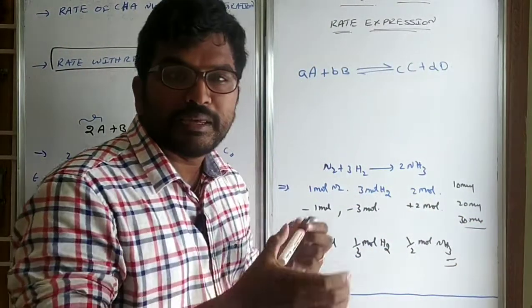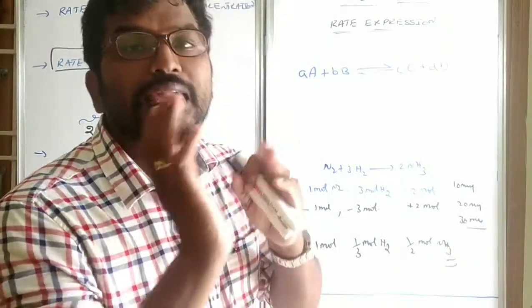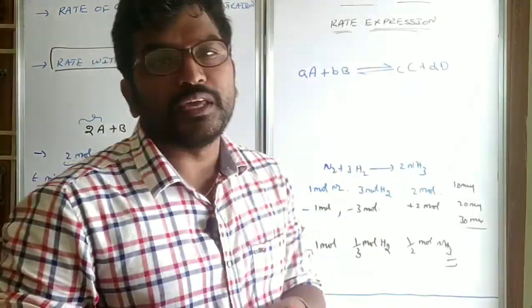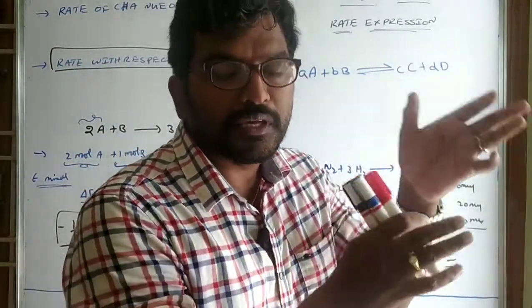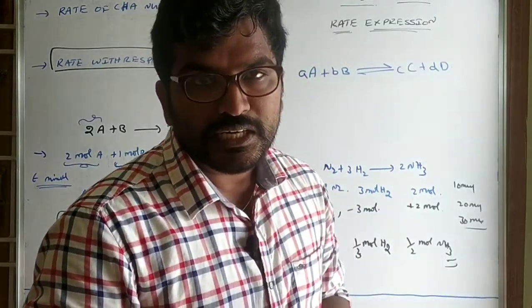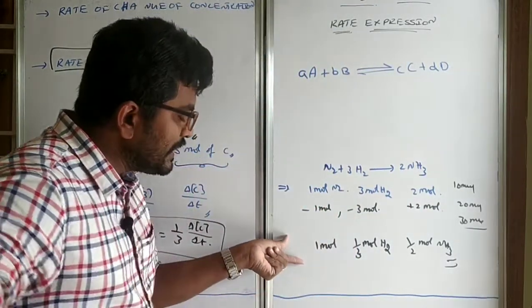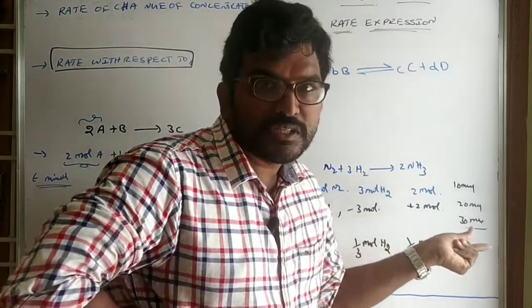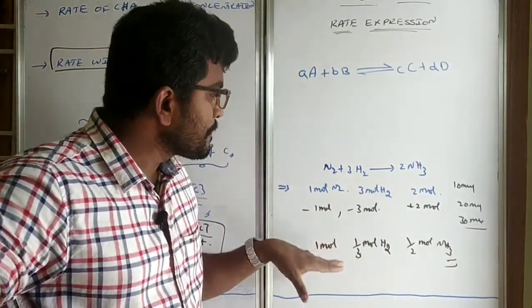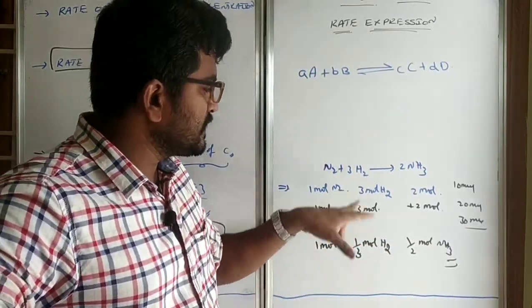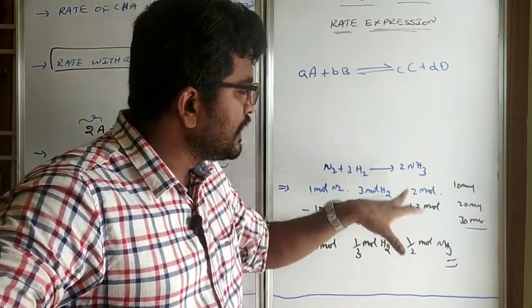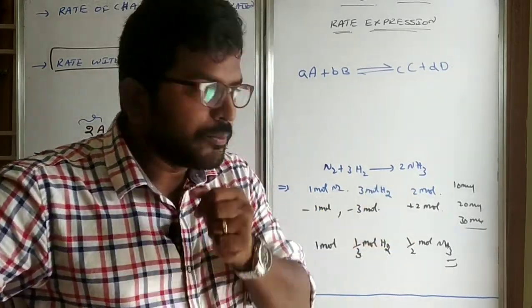So you have to make them the same way, like equivalents. One equivalent of A reacts with one equivalent of B and one equivalent of C, we are studying, right? In the same way, to make the rate expression the same, simply you can say 1 mole of nitrogen reacts with 1 by 3 moles of hydrogen to form half moles of ammonia.